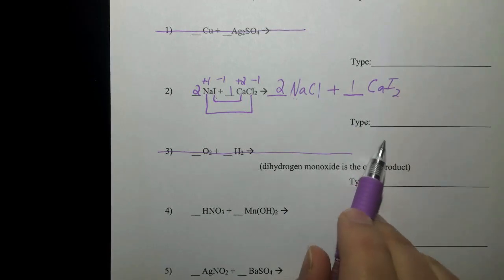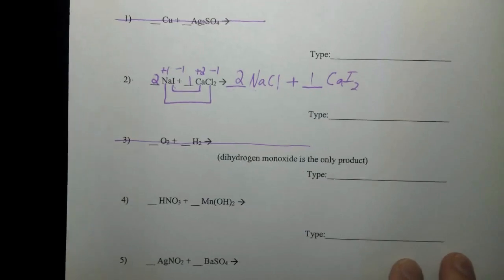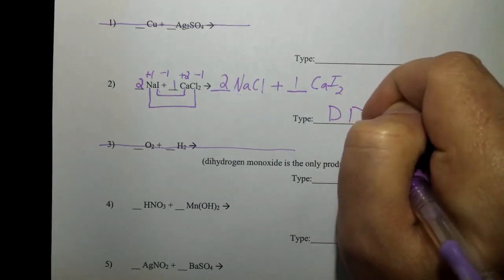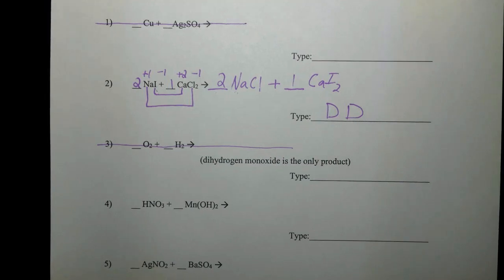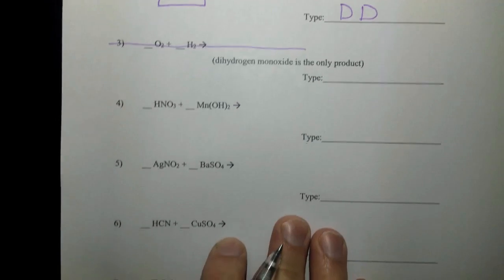What type of reaction is this? Yeah, this is going to be a double displacement. If we want to just abbreviate it to save some time, that's fine. Let's go to 4.